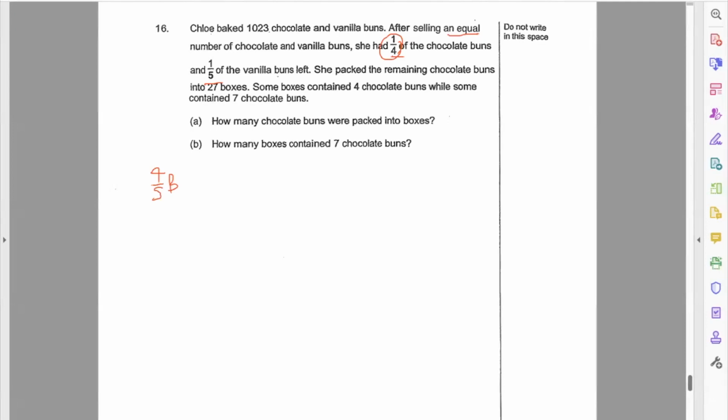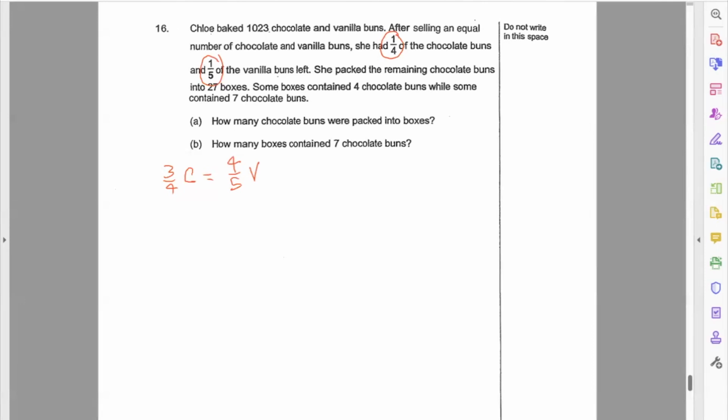If 1/5 of the vanilla buns were left, sorry, I read wrong here. 1/4, let's clear this one more time. If 1/4 of the chocolate buns were left, it will mean that 3/4 of chocolate buns were sold. If 1/5 of the vanilla buns were left, it will mean that 4/5 of the vanilla buns were sold. Since the number of chocolate and vanilla buns sold are equal, I can equate these two fractions.